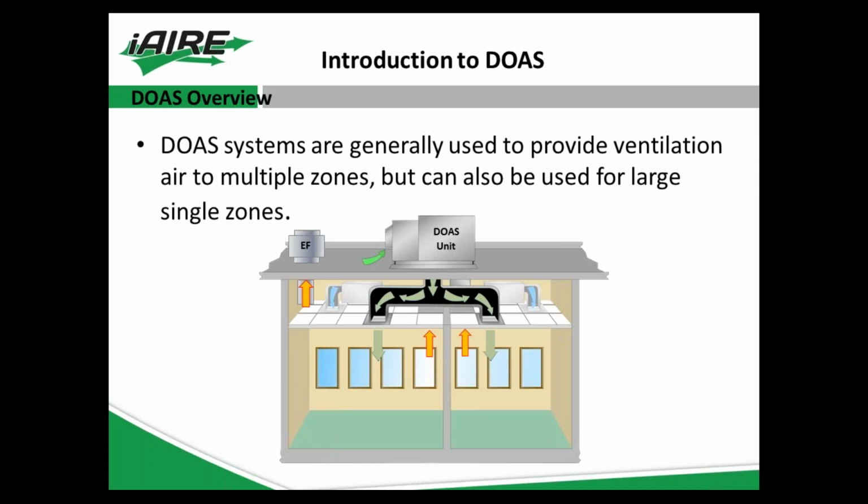So DOAS systems are generally used to provide ventilation to multiple zones. So say you have a school with multiple classrooms, or you have an office with 10 or 20 offices. Generally you'll have one system providing ventilation air to all those zones. There are also examples where you can use a single DOAS unit for a large single zone, say maybe an auditorium or a gymnasium, but in general we see that providing ventilation to every space helps to simplify your DOAS system in general.